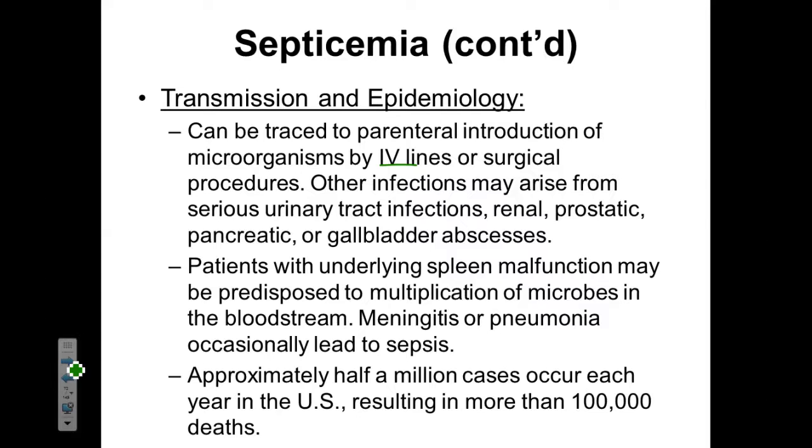Individuals that also have meningitis or pneumonia also are at a predisposition for developing sepsis as well. There's approximately 500,000 cases a year in the United States. And of those 500,000 cases of sepsis, we're looking at about 100,000 deaths in the United States. So there's a 20% fatality rate associated with septicemia in the United States. Septicemia is a big deal.